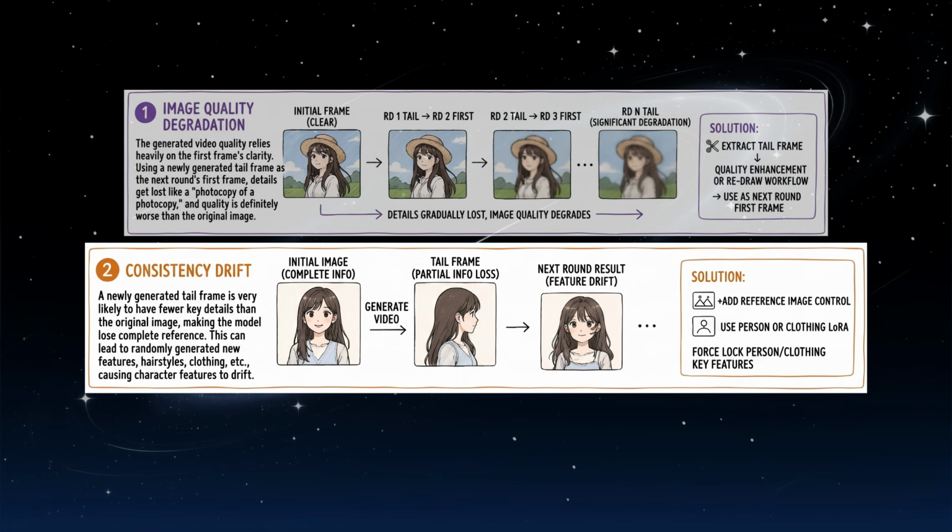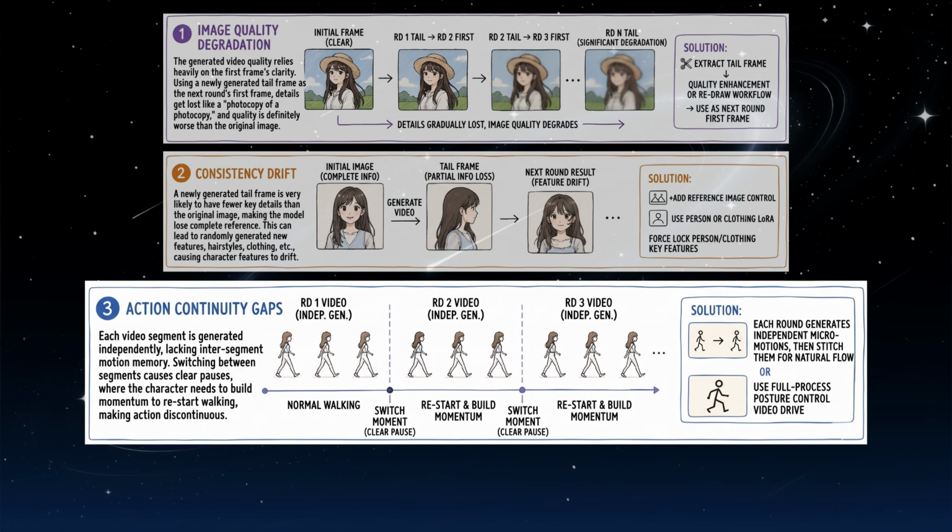Second is consistency drift. Newly generated last frames will most likely be missing some key details from the original image. For example, if the character happens to turn their head in the last frame, the face gets occluded. The next iteration's model can't capture a complete reference and may randomly generate new facial features. The best solution here is to add reference image control or use a character or outfit LoRa to forcibly lock in features.